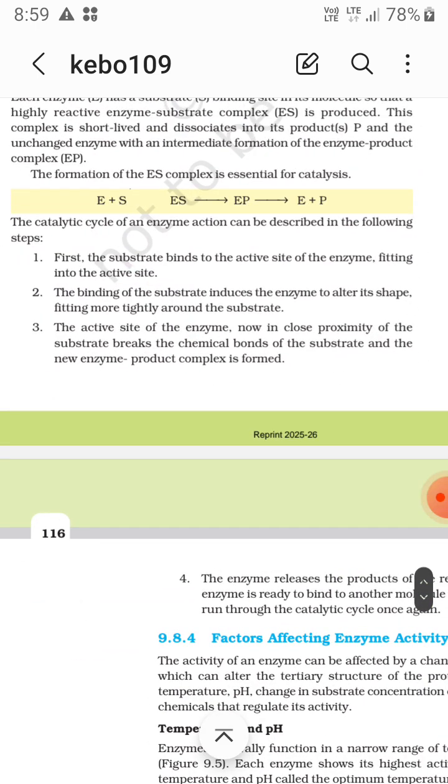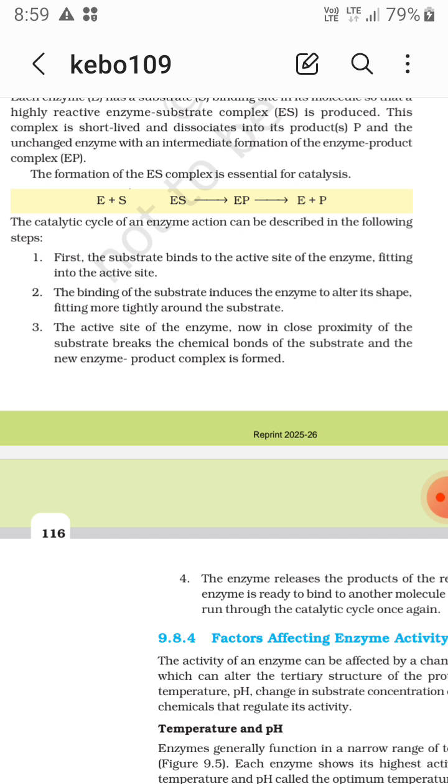First, the substrate binds to the active site of the enzyme, fitting into the active site. Second, the binding of the substrate induces the enzyme to alter its shape.